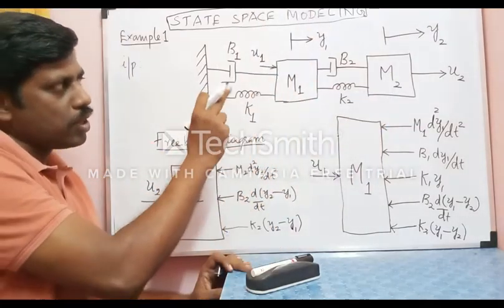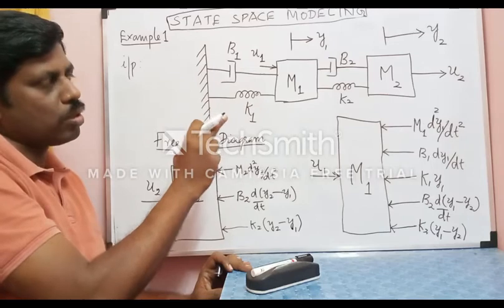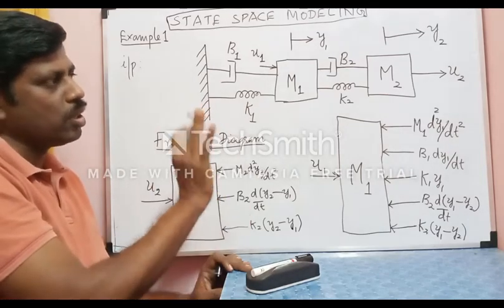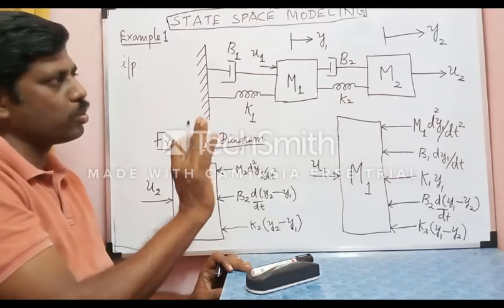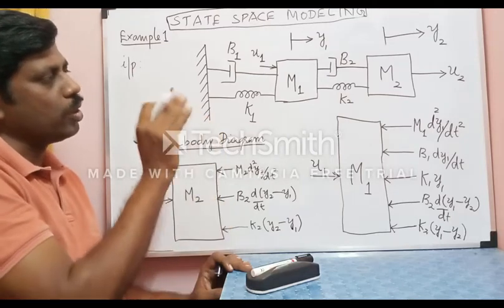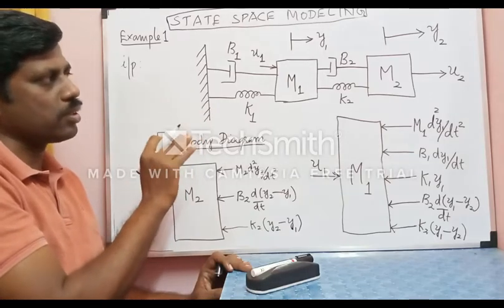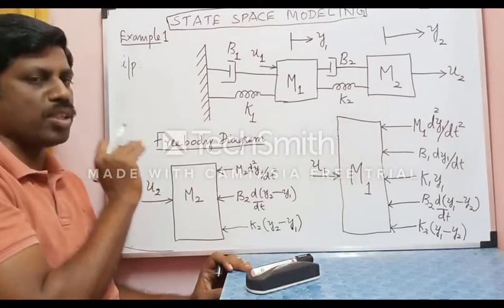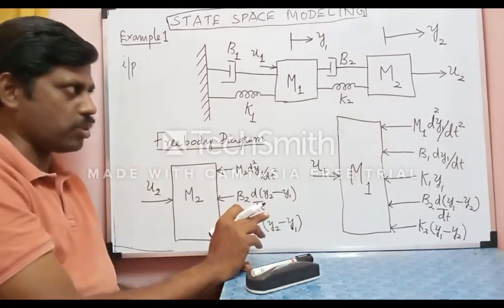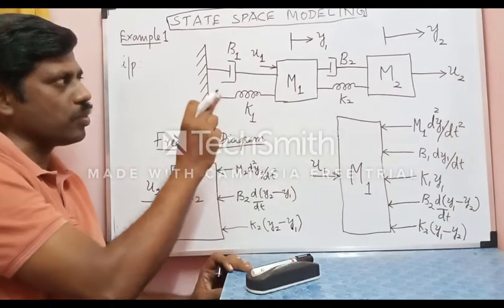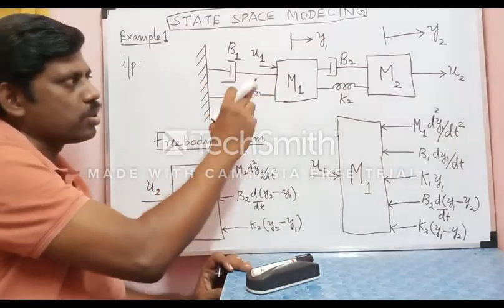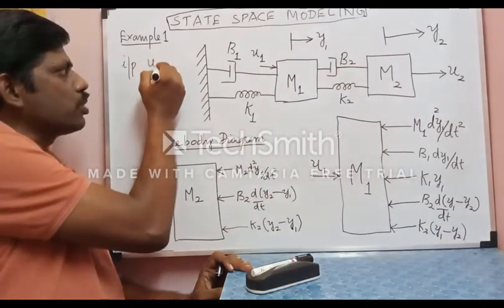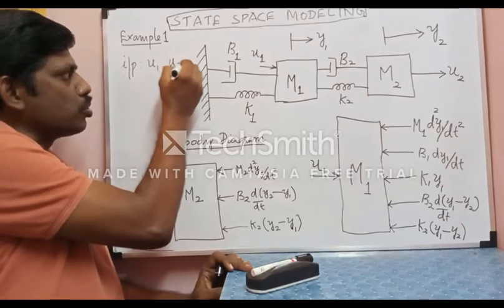Okay. Please note that when you talk about system modeling with a transfer function, we consider only one input and only one output. But as I said in the first lecture, the advantage of state space modeling is that you can consider multiple inputs and multiple outputs. Therefore, for this case, we have considered two inputs, U1 and U2, simultaneously.